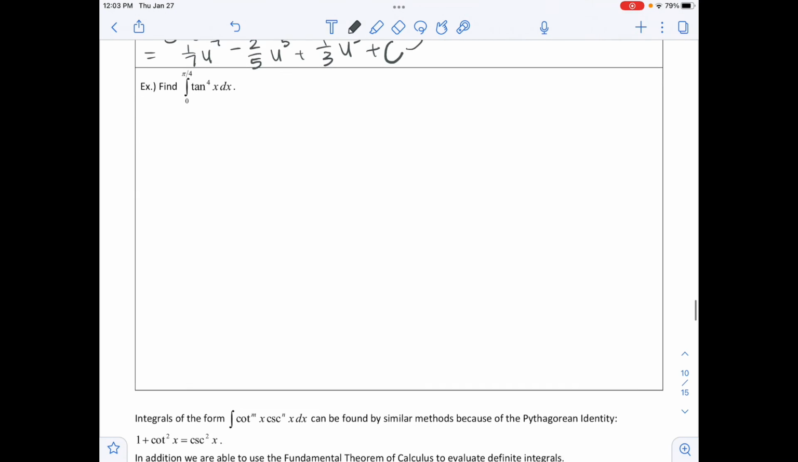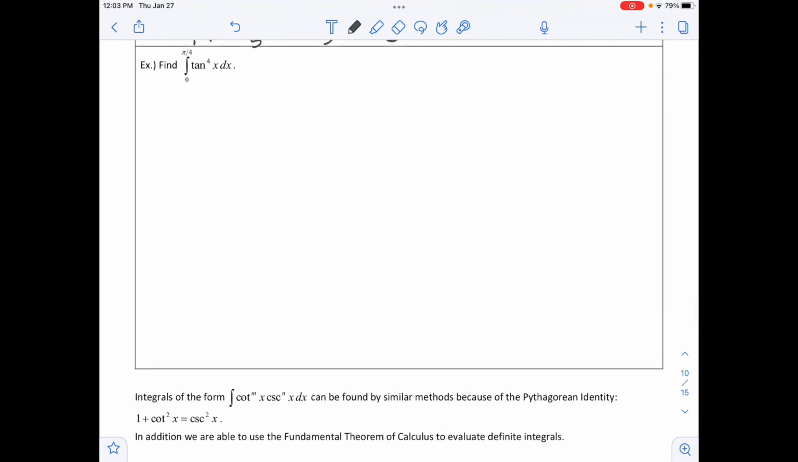We have another example right below this that I'm going to go ahead and circle that we'll look at together in class that deals with having a definite integral this time.